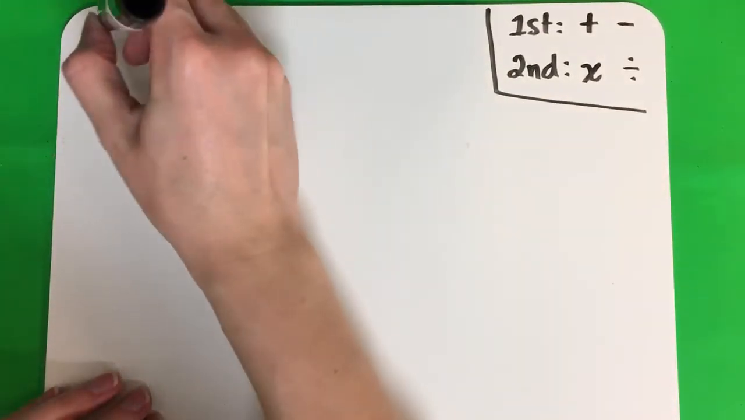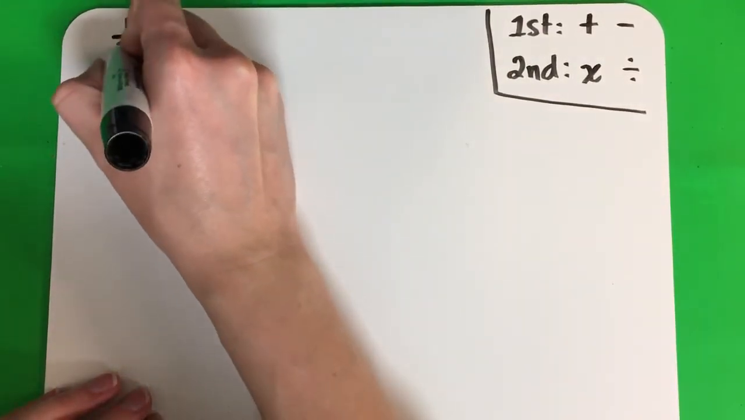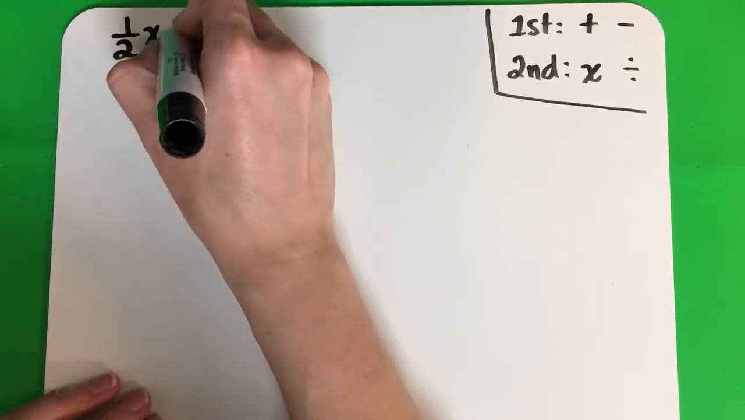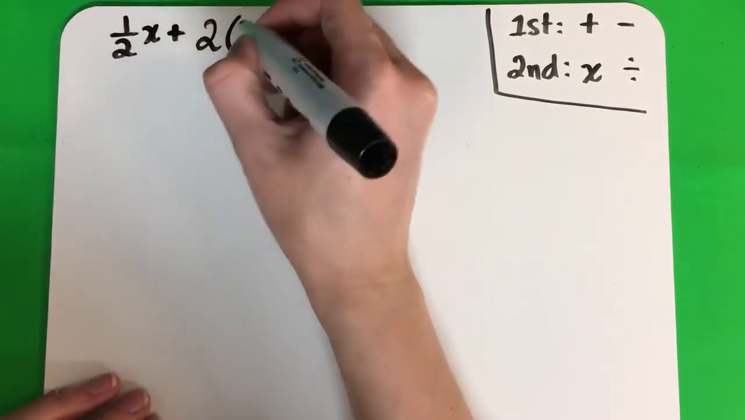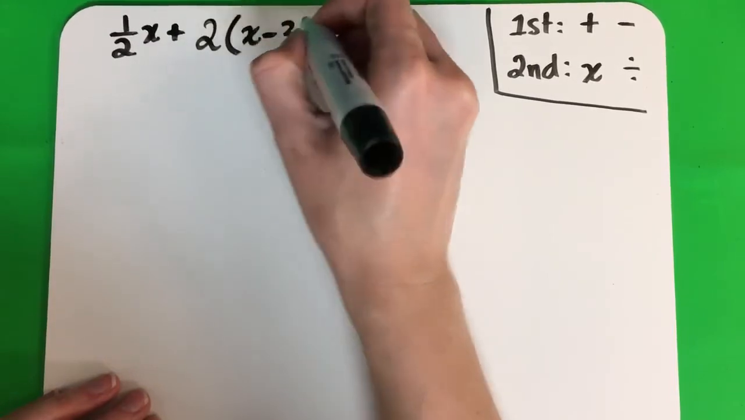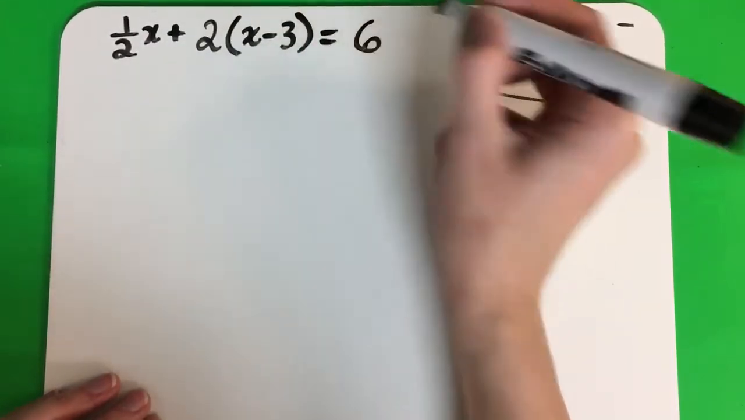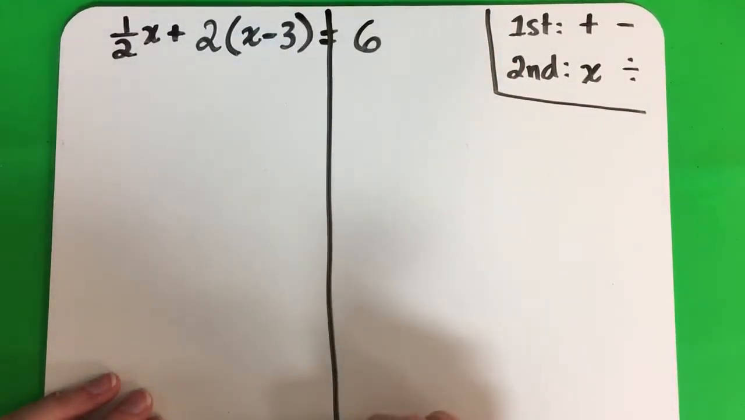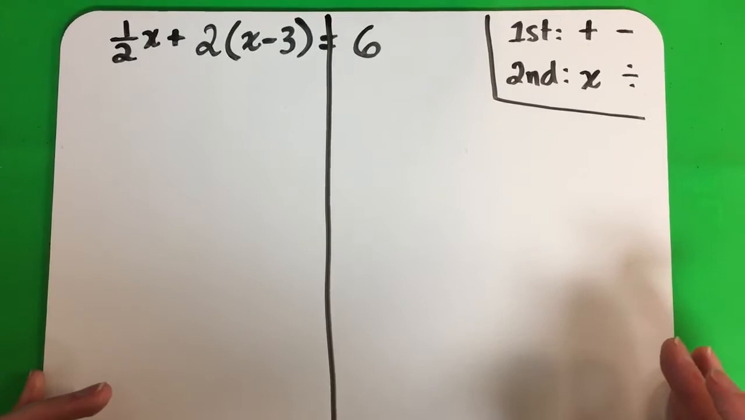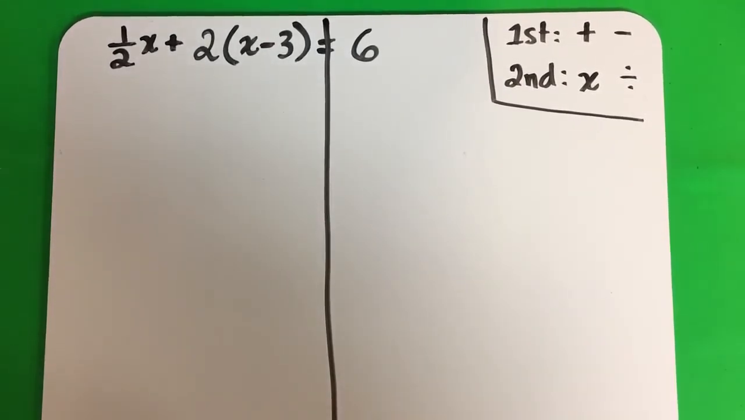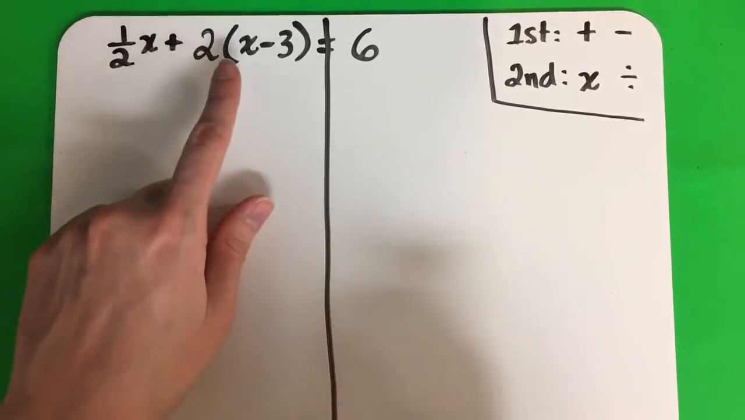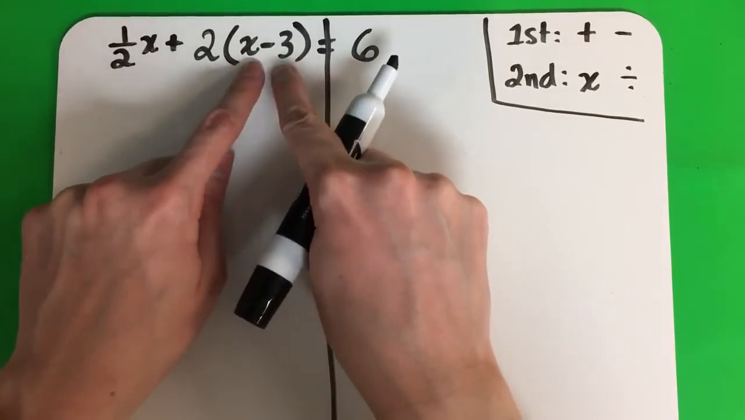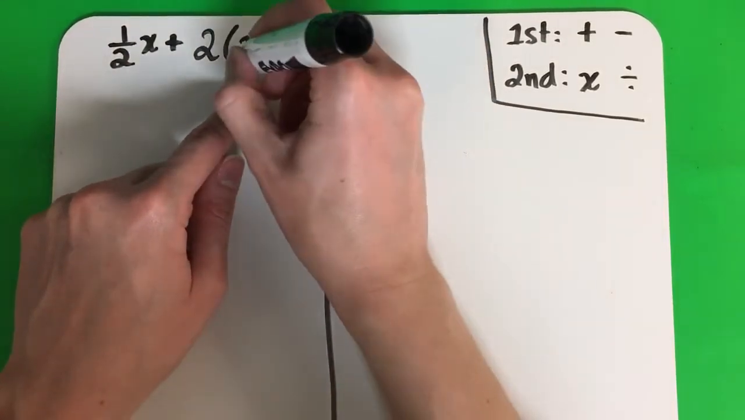Okay, last one for this video. 1/2 x plus 2 times x minus 3 equals 6. First, we will draw a line on the equal sign. Okay, the first thing you do is the paréntesis. La primera cosa para hacer son los paréntesis. Okay, so here's the paréntesis. 2 parts inside, dos partes dentro.